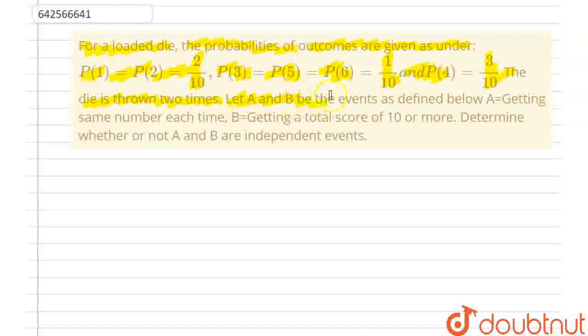Let A and B be the events as defined below. A is getting the same number each time, B is getting a total score of 10 or more. Then determine whether or not A and B are independent events. So we have to find whether A and B are independent events or dependent events.